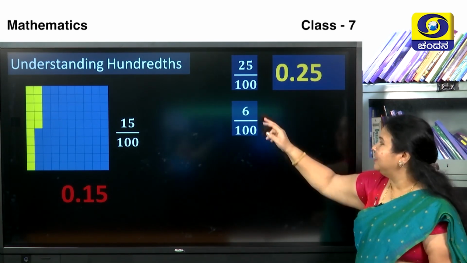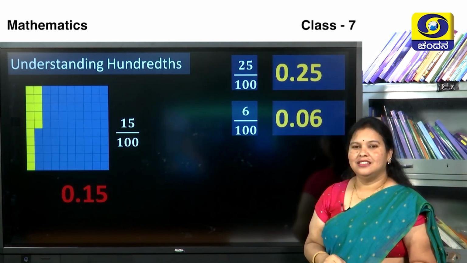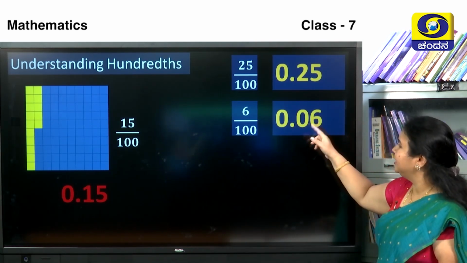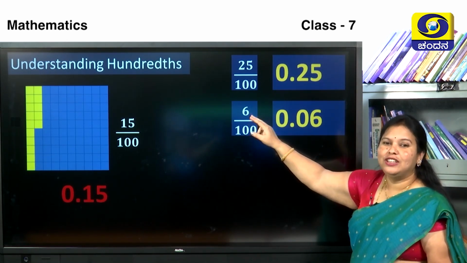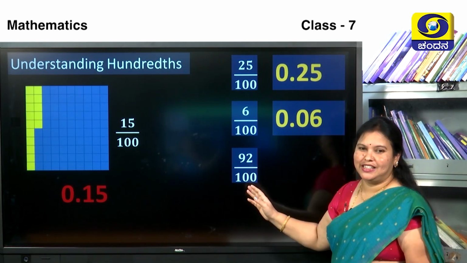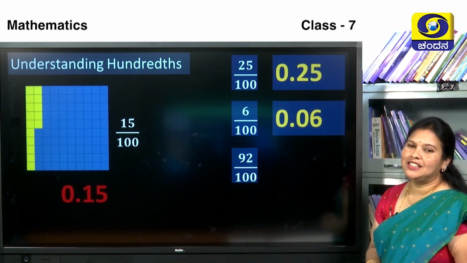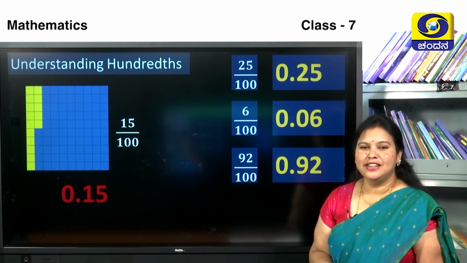Here only one digit is there, 6 by 100. So, how to write it? Yes, it is 0.06. We have only one digit, that is in unit place. So, we have to write it in hundredth place. Here 92 by 100 is there. How to simplify this? Yes, it is 0.92. We will see the next example.